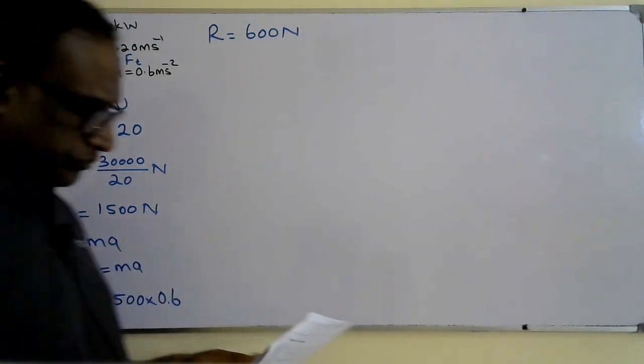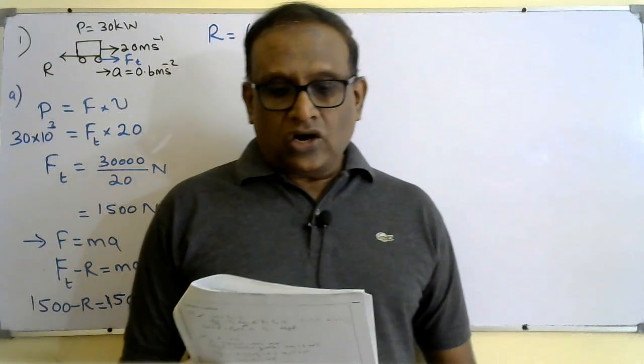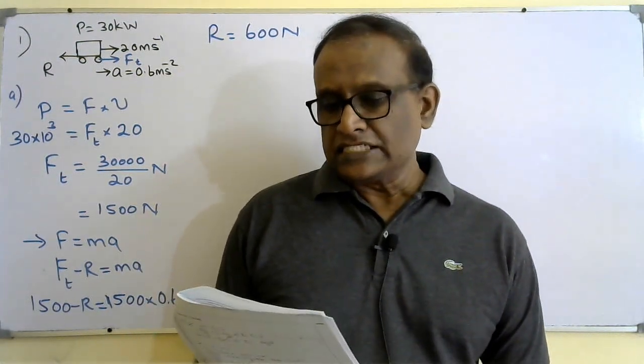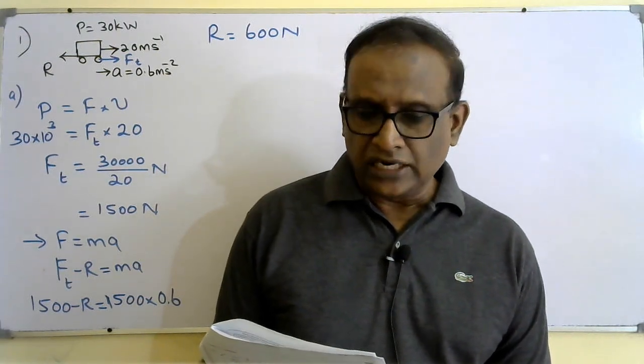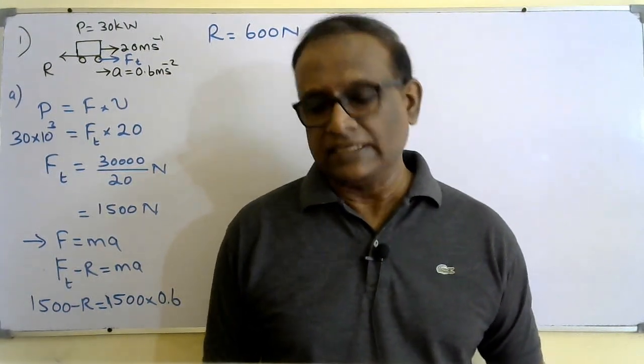Okay, part b. Later on, the truck is moving up a straight road that is inclined at an angle alpha to the horizontal, where sine alpha is 1 over 8.